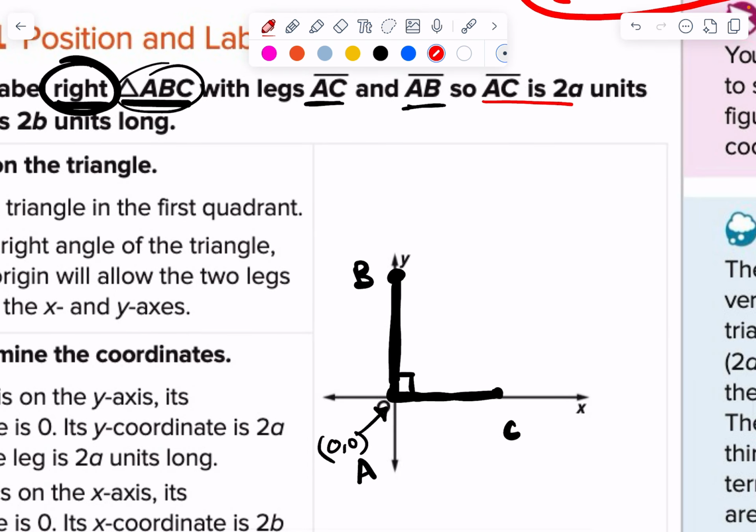They want AC to be 2A units long. That means the distance from here to here is 2A, okay? So if that's the case, then what would the coordinates of this guy be? The coordinates tell you this is how far you go to the left and to the right. This is how far you go up and down, right? That's what the X and Y coordinates are. So if this has a distance of 2A, then your X coordinate's going to be 2A, comma, 0, right? Because we're not going up and down any, okay?